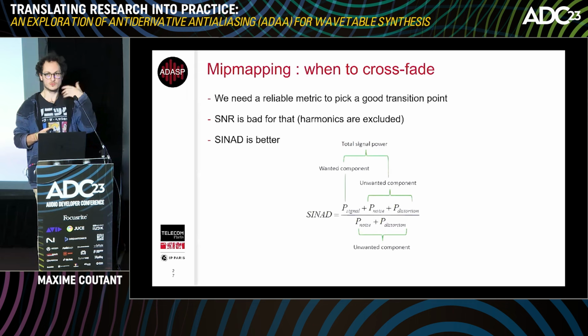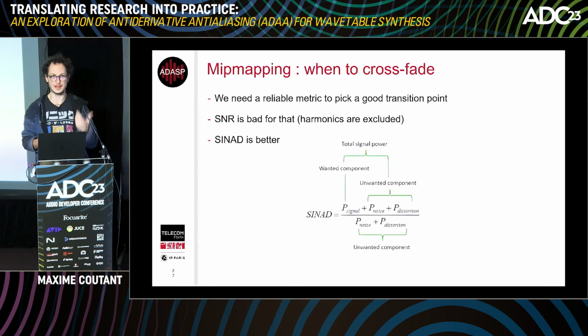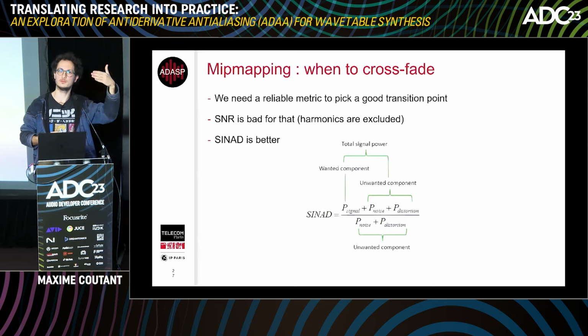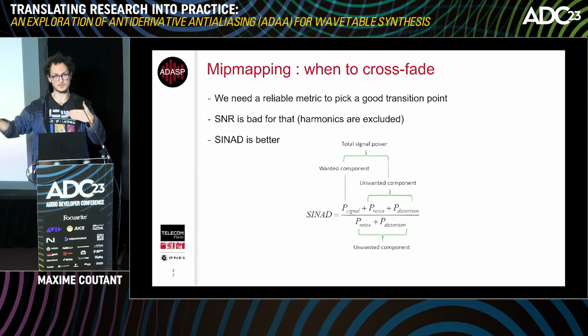So to decide when we want to transition, we need a reliable metric to tell us that we're not losing quality. And the only metric we had so far is SNR, and SNR is extremely bad for that because remember, we're excluding all the harmonics for the computation. And so when you go from a waveform that has more points and more harmonics to one that has fewer points and fewer harmonics, it will necessarily have less aliasing because fewer harmonics go above your Nyquist rate. So if you only look at SNR, going to a waveform with less precision will always give you a better SNR.